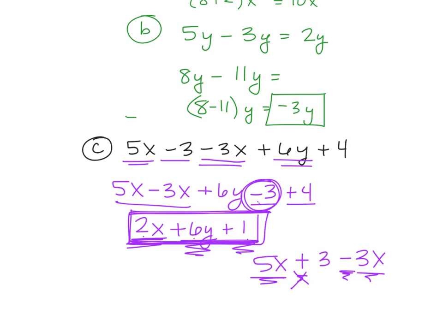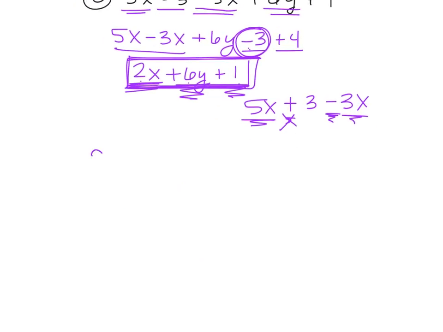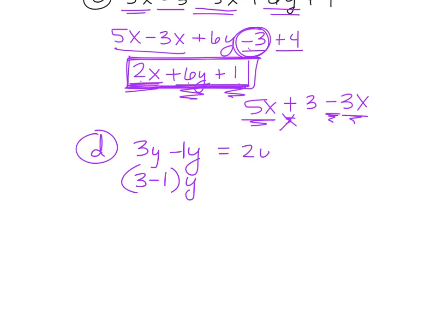Okay. How about this one? We have 4 more of these and then we're done. 3y minus y. What would that be? 2y, right? That minus y is a minus 1y. So you're going 3 minus 1 and attaching the y. So that would be 2y.